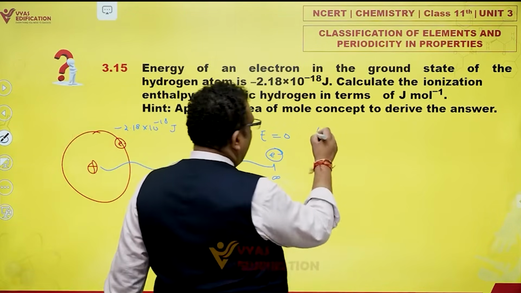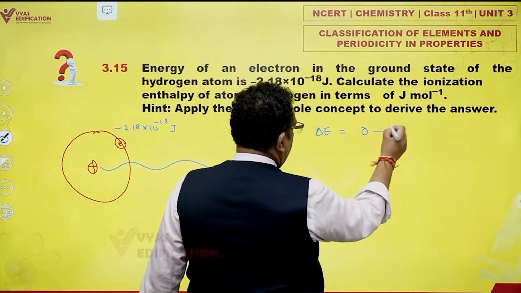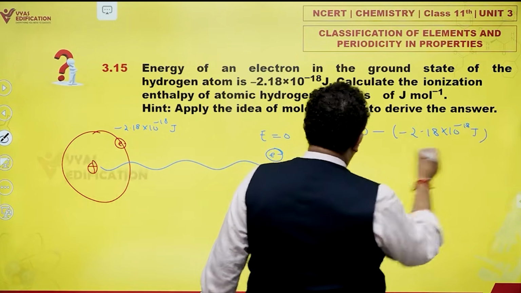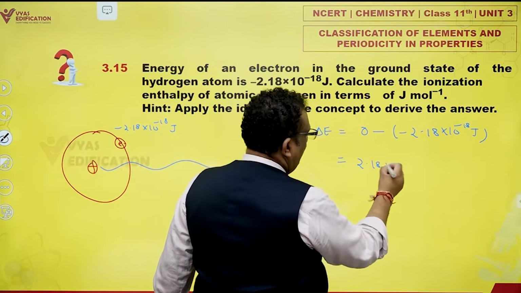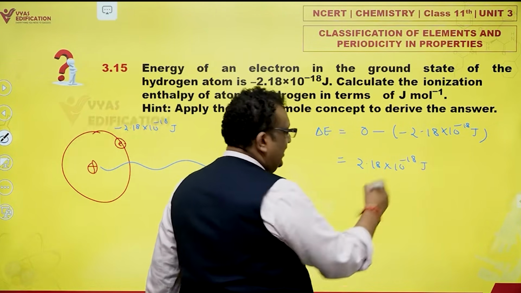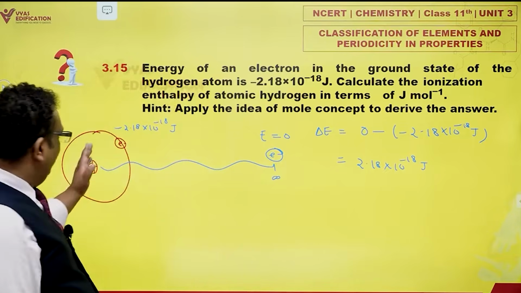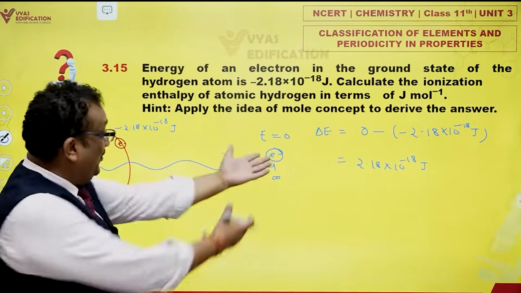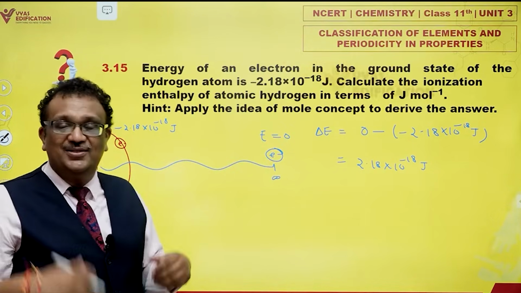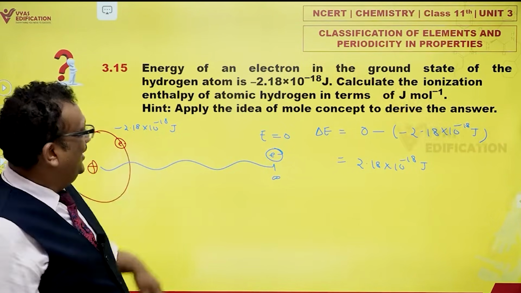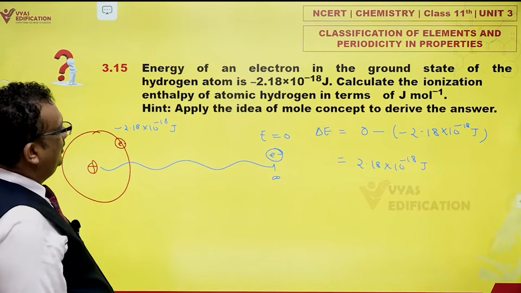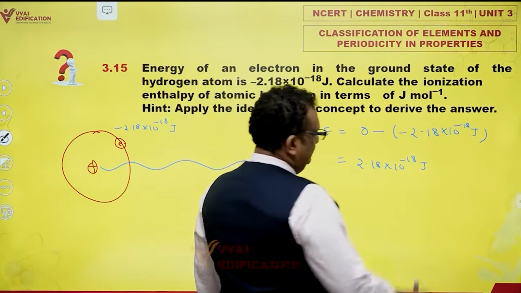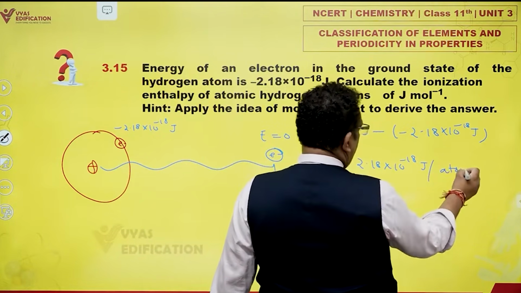That means the extra energy I am supposed to supply is 2.18 into 10 raised to minus 18 joules. If I supply this much energy, the electron will jump from the first orbit to infinity. That means it gets ionized. That means this is nothing but the ionization energy. Yes, this is nothing but the ionization energy. Okay. And this is the ionization energy in joules per atom. One atom needs so much.